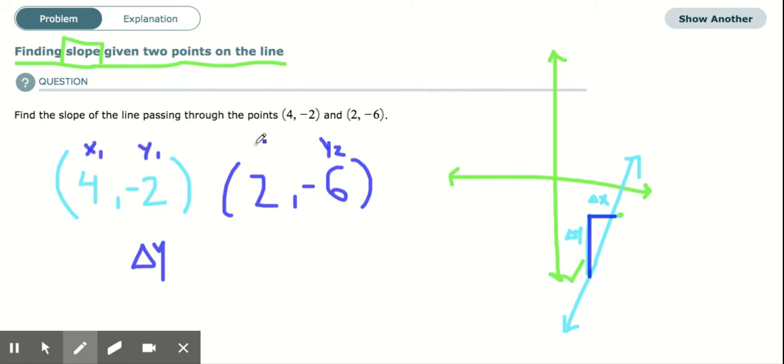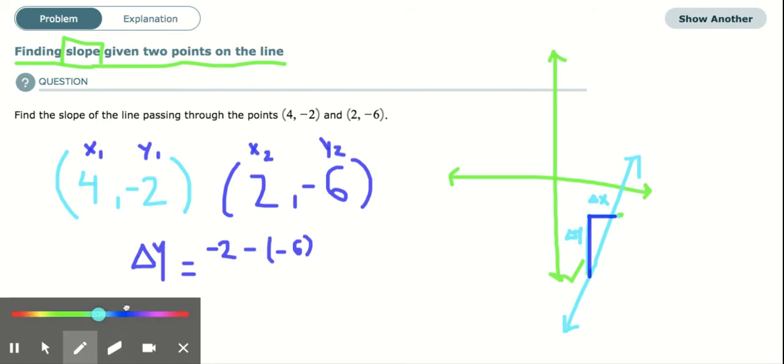So I like to subtract y1 minus y2 to find the difference between the y's. So -2 minus -6. Make sure you use that negative, right? When we're finding the change in y, that's why we're subtracting here.